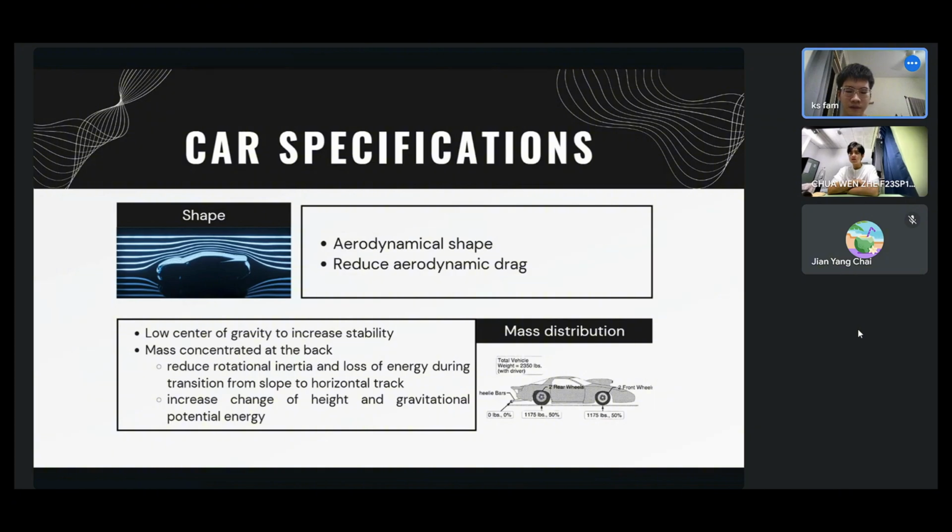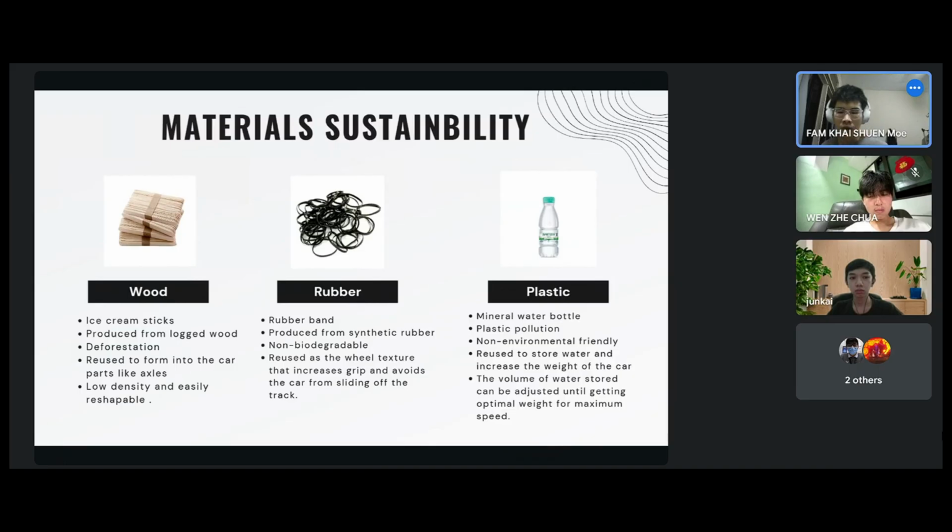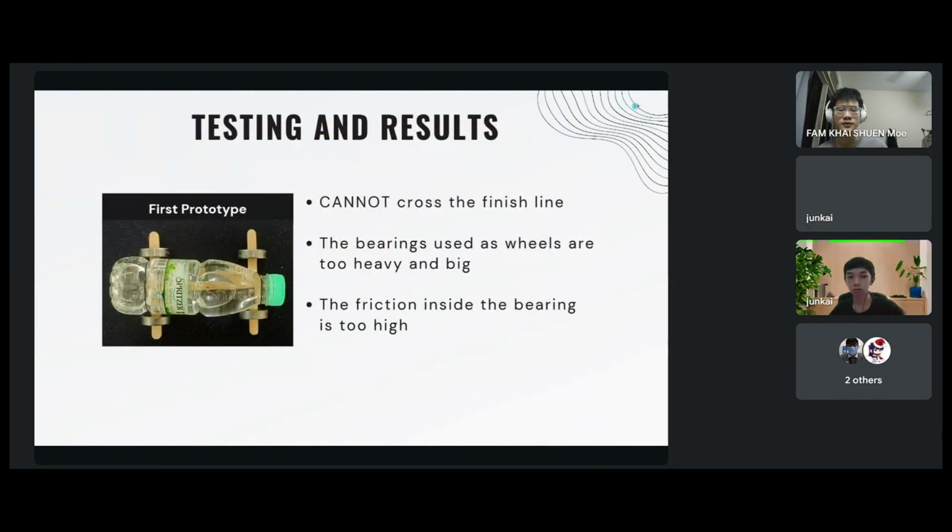So several materials are used to produce the car, which are ice cream sticks, rubber bands, and a mineral water bottle. These materials are made from wood, rubber, and plastic respectively. Excessive use of these products can cause environmental harm such as deforestation and plastic pollution. Thus, it is important for us to repurpose them and make them into another new product that is useful to us. So this is our first prototype.